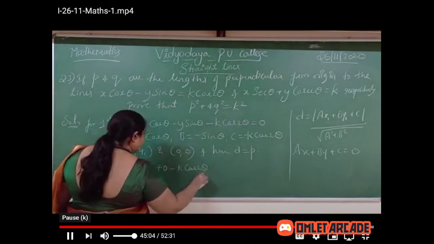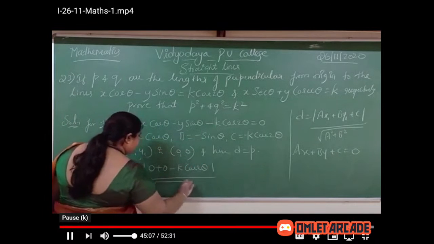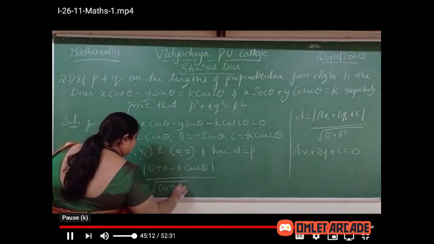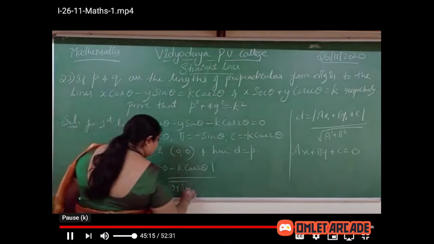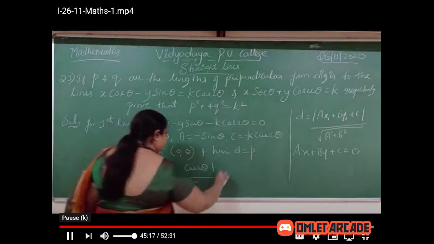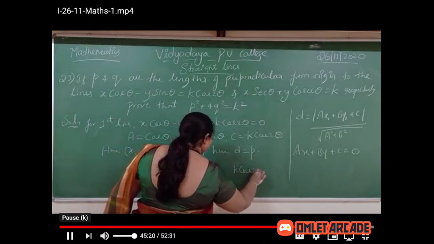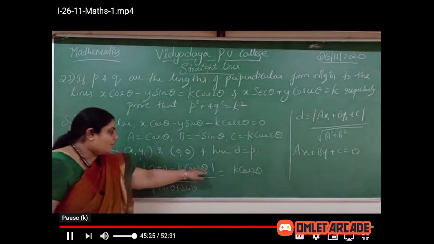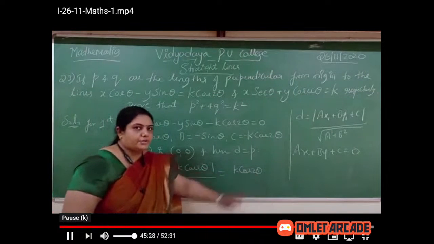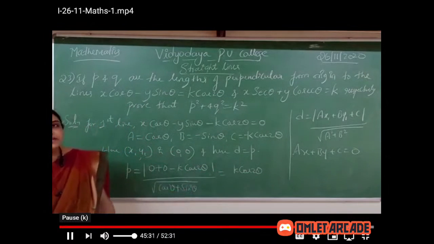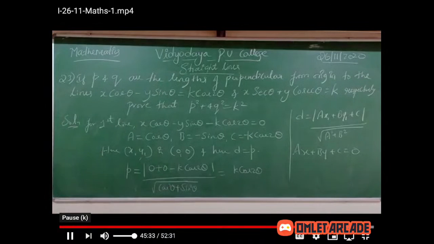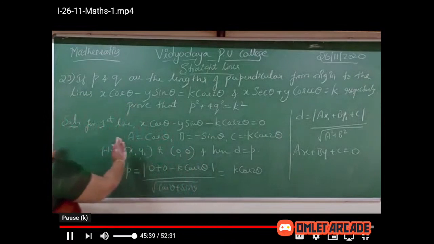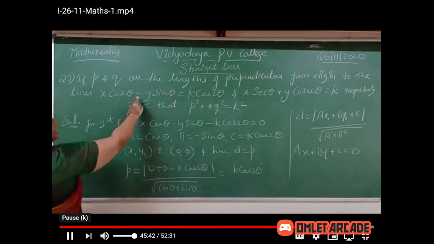Minus k cos 2 theta divided by root of a square plus b square. What is a? We have, students, cos square theta, plus b is minus sine, its square will be sine square theta. So is it k cos 2 theta? This is the value of p, isn't it? Since we have modulus, negative becomes positive, k cos 2 theta, and the denominator is root of cos square theta plus sine square theta, which is 1, isn't it? So the value of p is k cos 2 theta. This is from the first line, where p is the distance between origin and the first line.